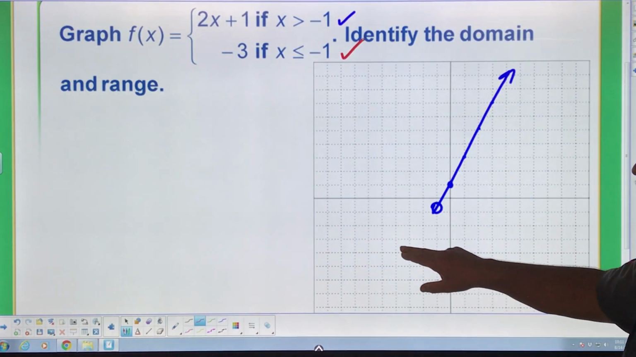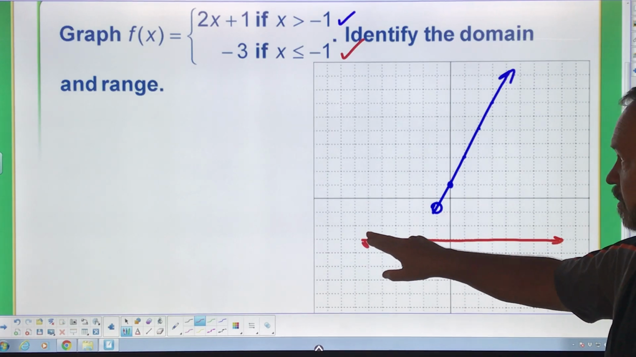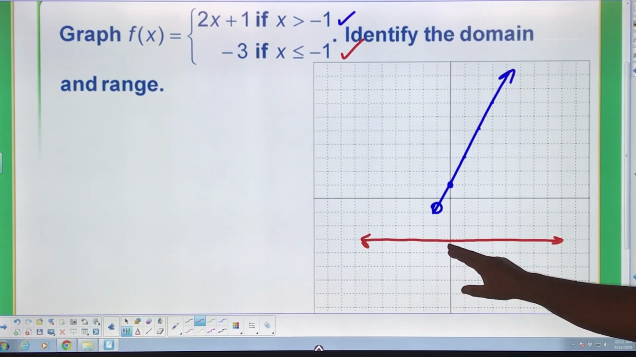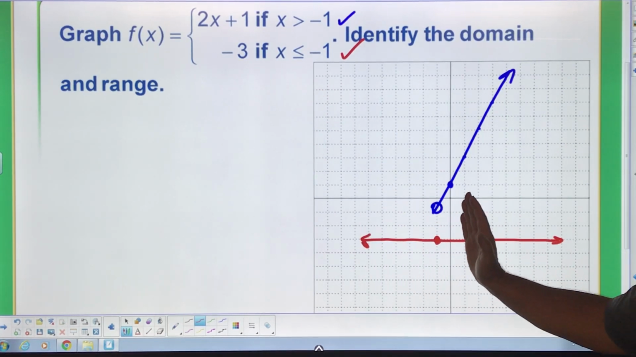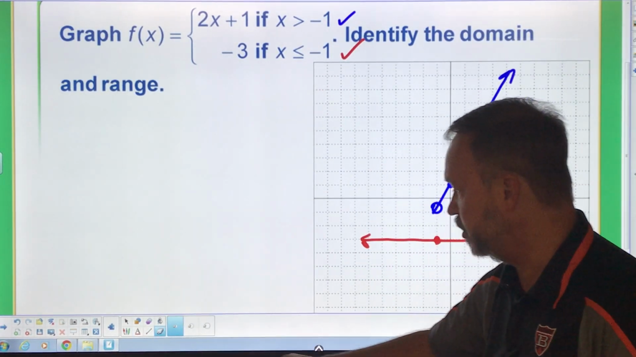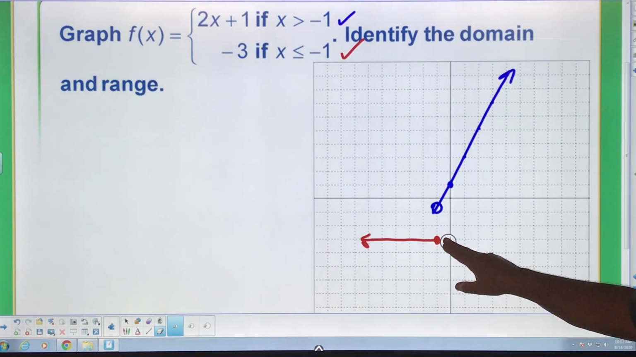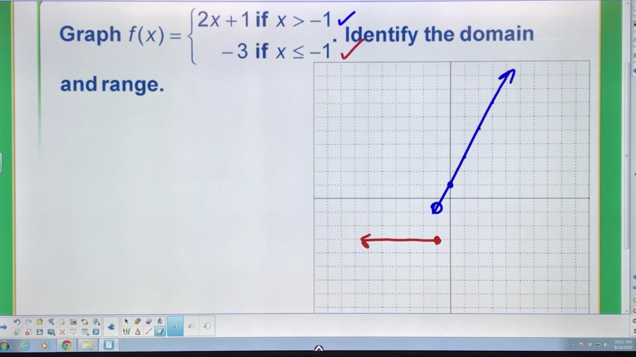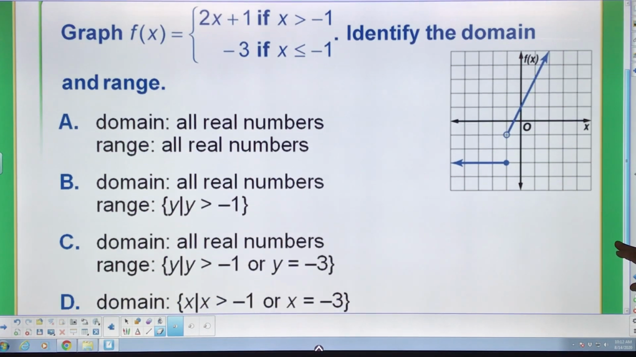This one is -3. Y is -3. That's what that says. But they say, well, wait a minute. It only happens from here over, right? Less than or equal to, from here over. So that means we lose all of this much of the graph because it only starts where x is -1 and goes over. It's the same picture we just got, right?